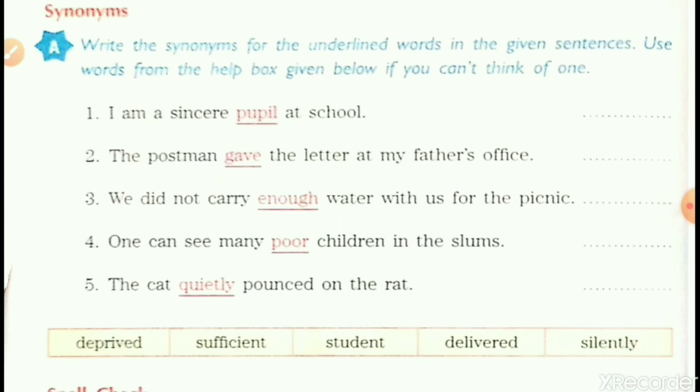Fifth, the cat quietly pounced on the rat. So, the synonym of quietly is silently. The cat silently pounced on the rat. Students, please do write these exercises in your English notebook.